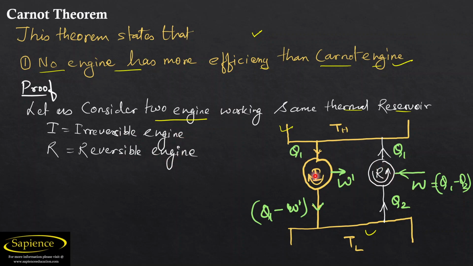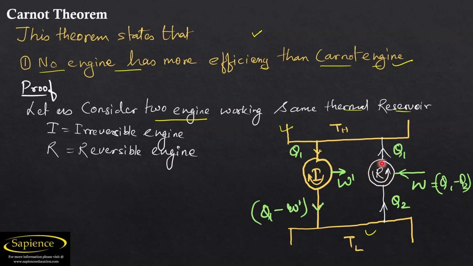I is an irreversible engine and R is a reversible engine. So we have taken two types of engine, one is an irreversible engine and one is a reversible engine. In the irreversible engine, heat has been absorbed as Q1, and work done W dash is the work output by the irreversible engine, and after that heat rejected is equal to Q1 minus W dash.